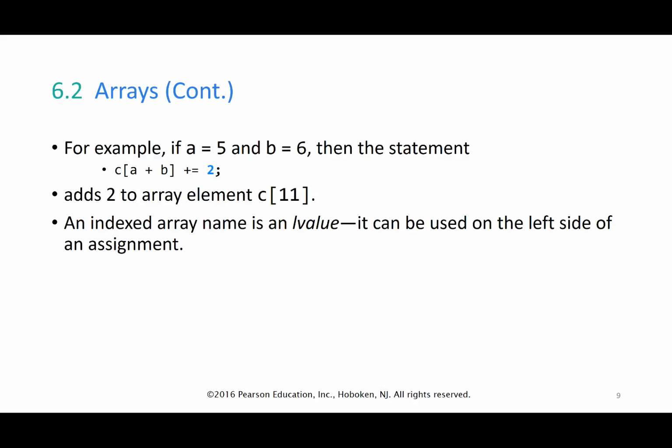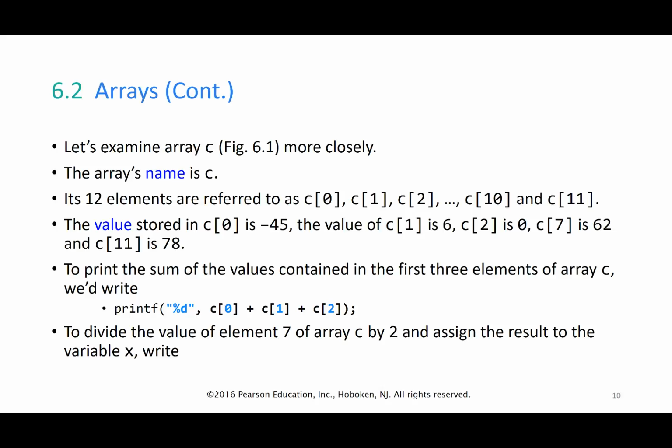So this adds 2. The indexed array element is called an L value. It can be used on the left side as an assignment. Basically, we can initialize arrays by using for loops. We can use switch statements to increment various elements of the array, which we'll see later in the day. So this just gets into a little bit more detail.